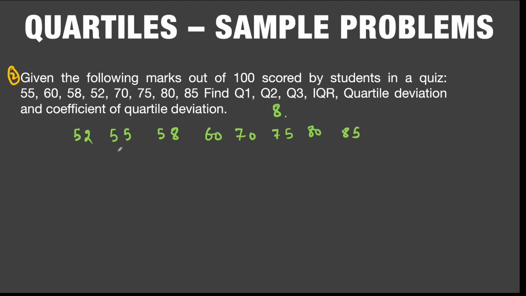Quickly starting off with Q1. Q1 says that the (n plus 1) by 4th term is going to be the answer. So what is n? n is 8, the total number of terms. 8 plus 1 is equal to 9. 9 by 4 stands for the 2.25th term. That means the second term plus 1/4 of the gap between the second and the third term.